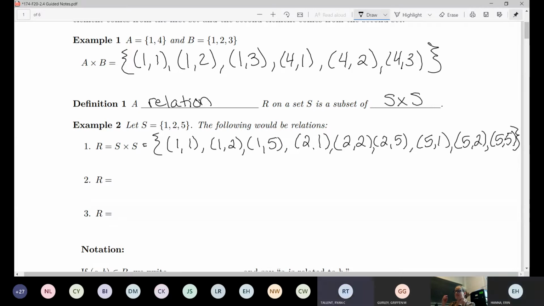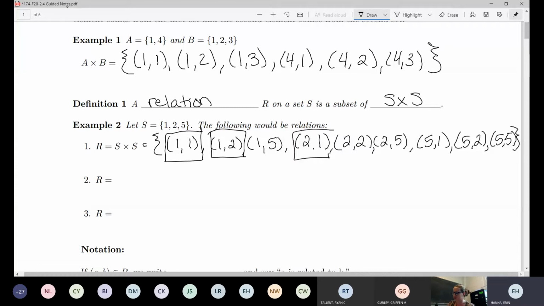When we were doing unions and things like that before, if one of the elements was repeated, we just put one of them. So how come it's different for this part? Because they're ordered pairs. This (1,1) is one element, and this pair (1,2) is one element.